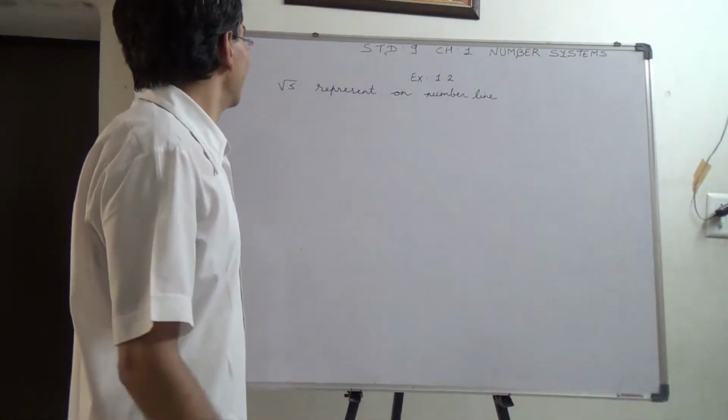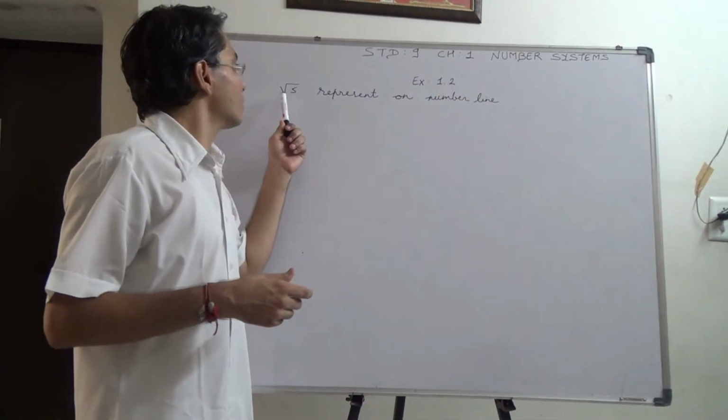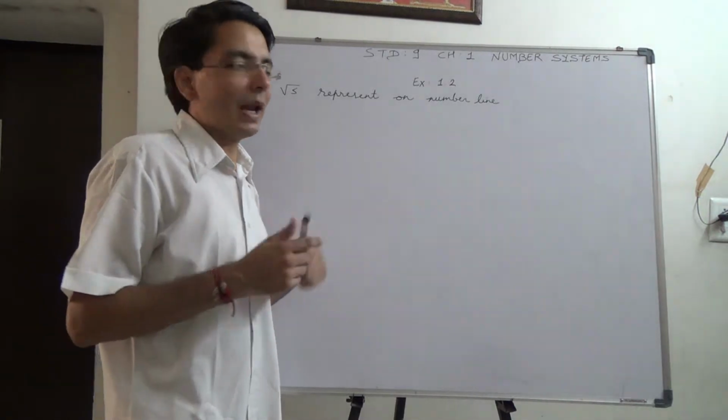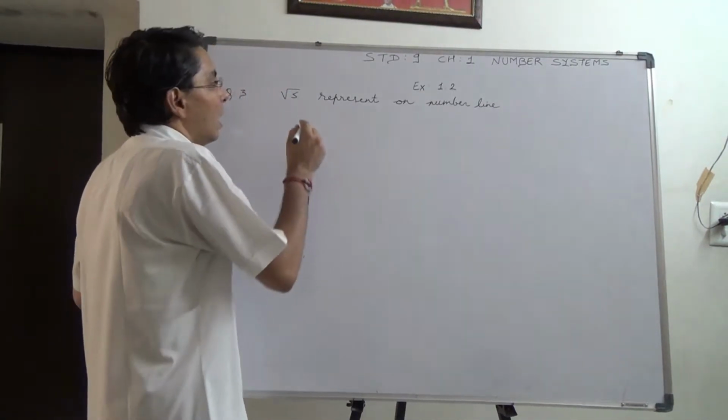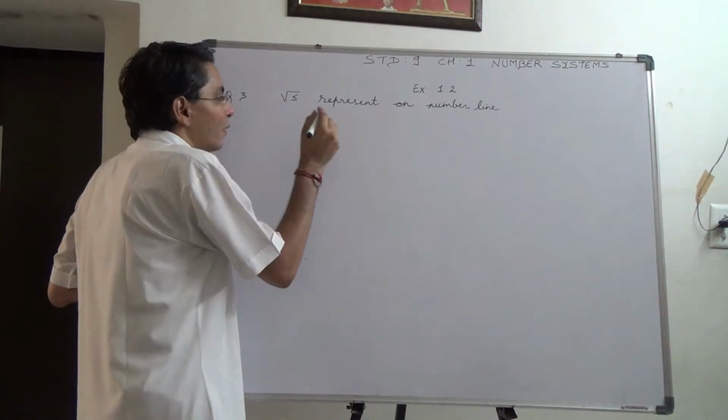Hello students, today I have discussed representing square root 5 on the number line. So let's see how to represent square root 5 on the number line.